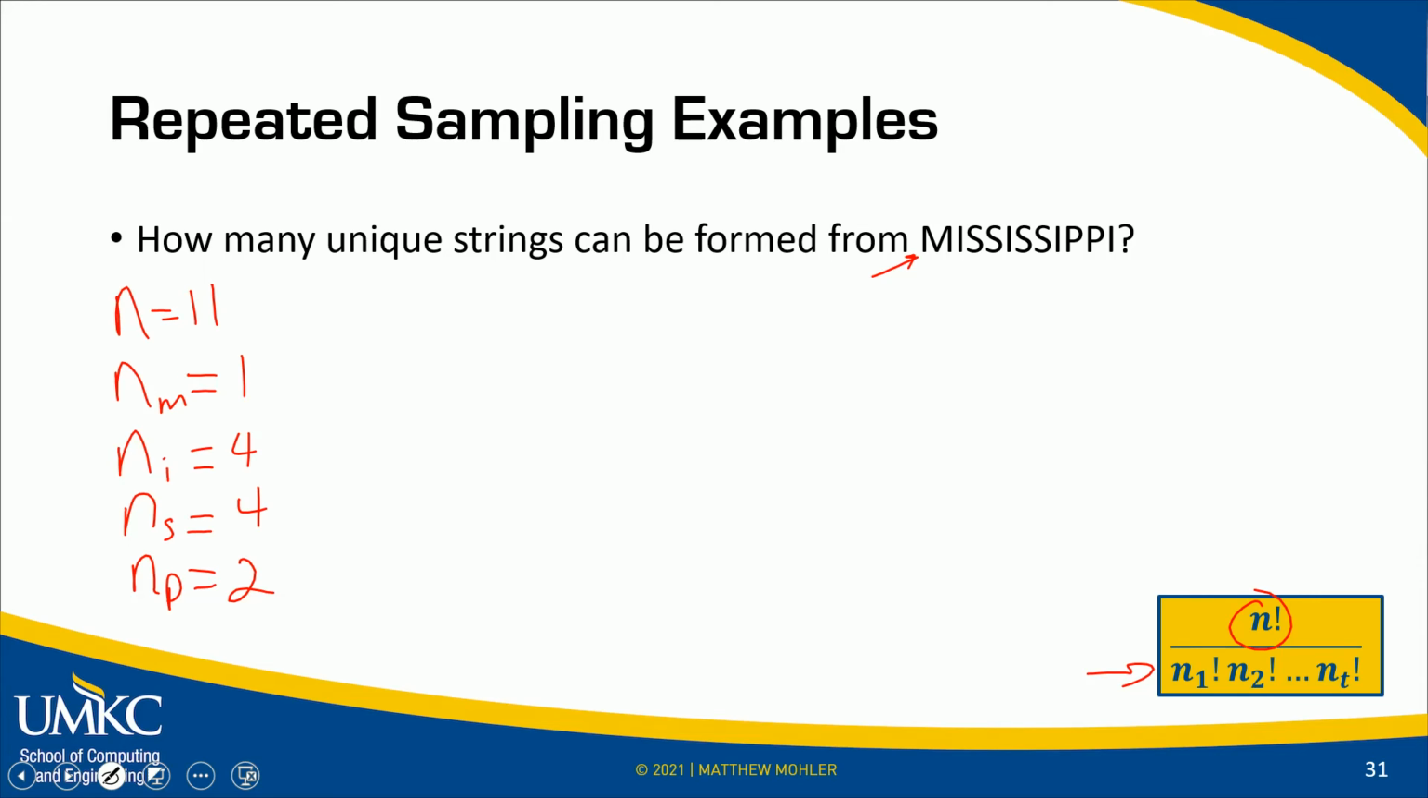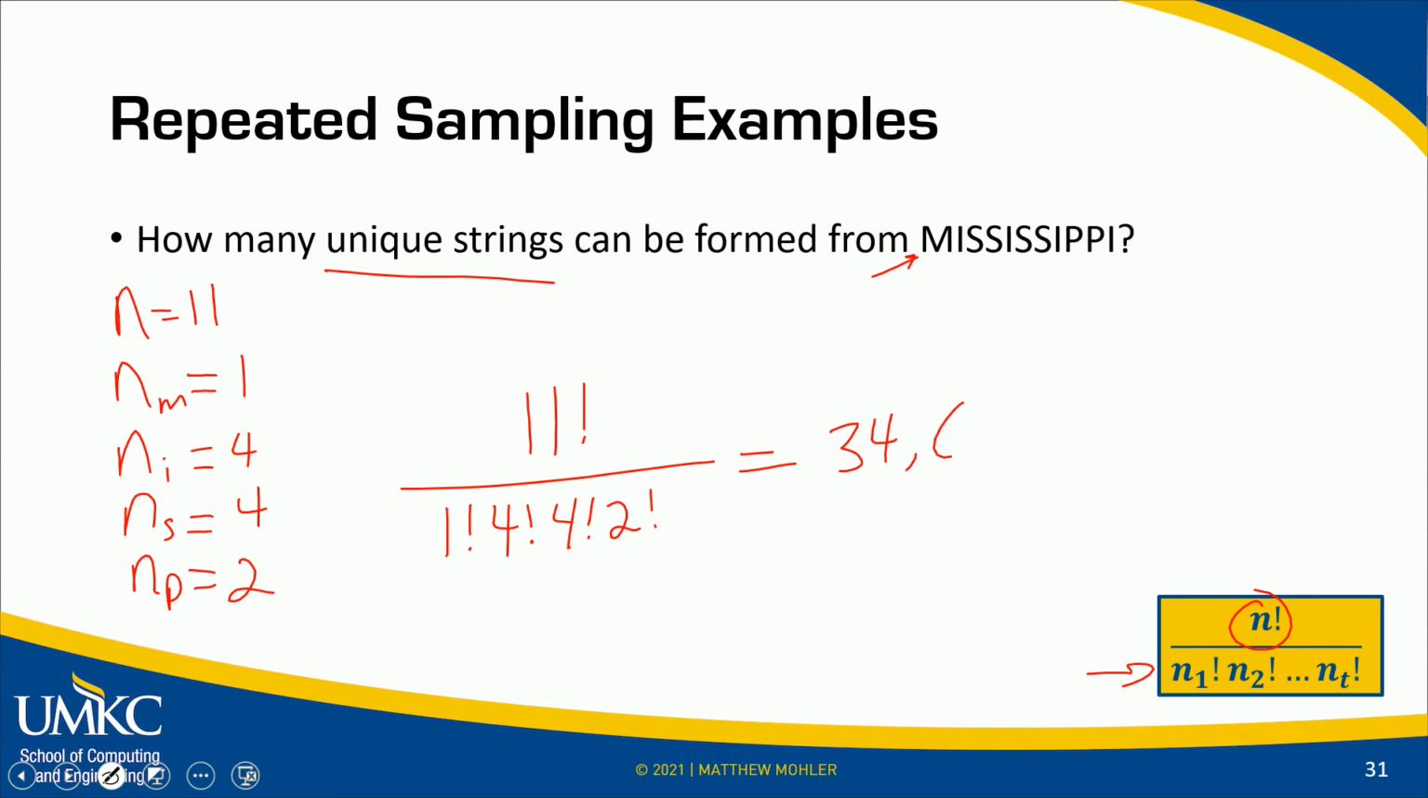So what we're left with is, how many unique strings can we form from Mississippi? Well, the answer is 11 factorial divided by n sub M factorial, or 1 factorial, n sub I factorial, or 4 factorial, n sub S factorial, again 4 factorial, and n sub P factorial, or 2 factorial. And when we break all of that out and plug in those numbers for factorials, we'll find that there are 34,650 unique combinations or unique strings that can be formed from Mississippi.